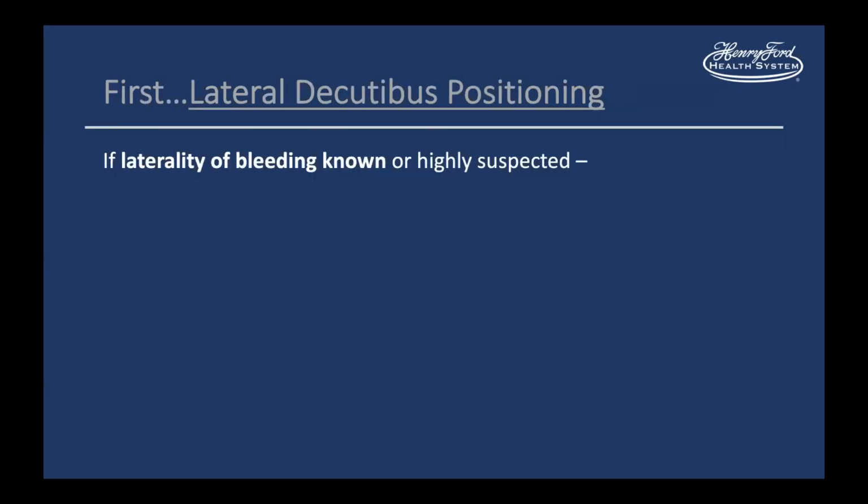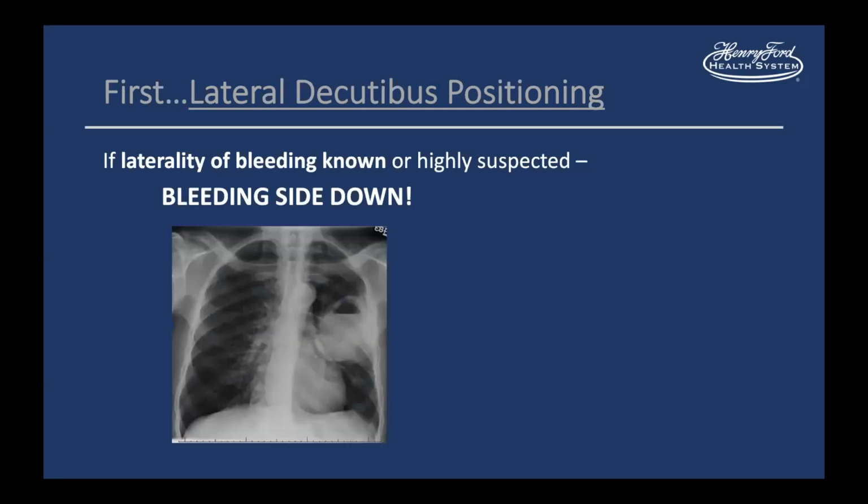But before all this, one thing that you can do is place them in a lateral decubitus position. So this is really only helpful if you know which side they're bleeding from, or if you're highly suspicious based off your preliminary imaging, your physical exam, or knowing their history. But if someone's having massive hemoptysis, before you even can secure an airway, there's something you can do immediately, which is putting them bleeding side down.